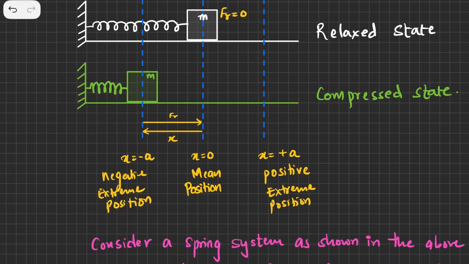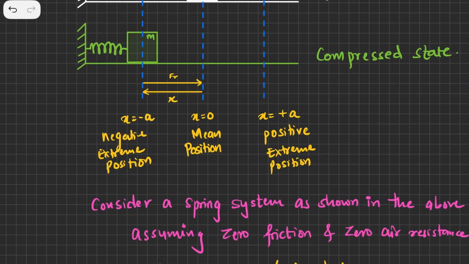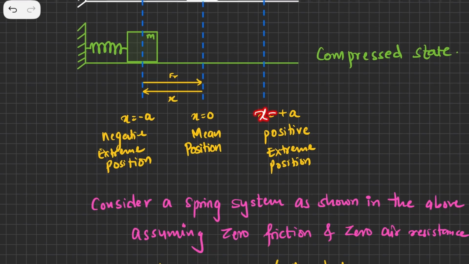There are some points I would like to highlight. When it was at rest, this position was called the mean position, or it is also called an equilibrium position. And we say that the displacement is 0. And when it is on the positive side, the most extreme right hand side, we call it x equal to plus a. That is the positive extreme position. So this is the positive extreme position, and I'll write it as a. Now this a is also called the amplitude.